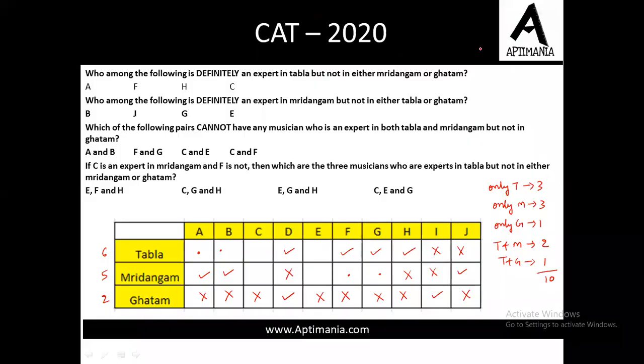Okay, so let us now move to the questions part. The first question is, who among the following is definitely an expert in tabla but not in the other two? So we are looking for a column in which we have a tick in tabla and a cross in the other two.